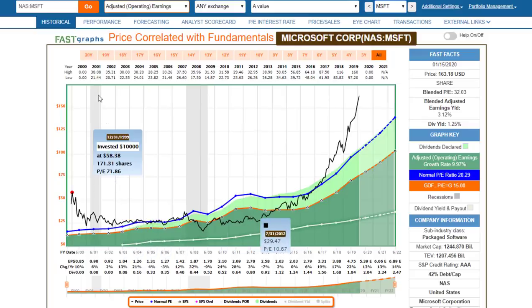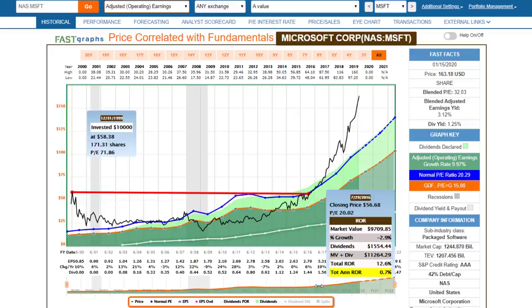I want you to notice the price is 58 here, and if I just run my mouse along the top here, it took me all the way out to 2015, 2016, actually into 2016, before I would have actually seen that $58 price again. Let me see if I can find it here. Here we go, right here.